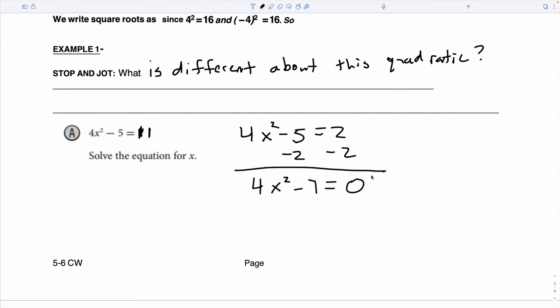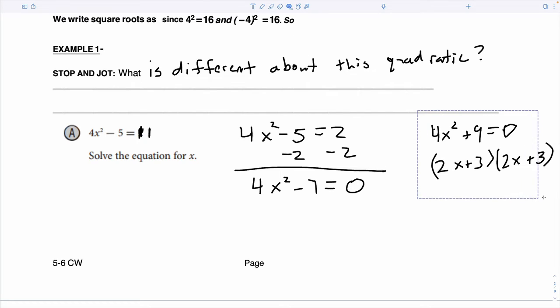Okay, there's an x on one side, but we've done something before where it was like 4x squared plus 9 equals 0. We've done that before, and we've made a perfect square. So we've done those types of problems. What makes this one weird? Jackson. Nothing that multiplies to 7.